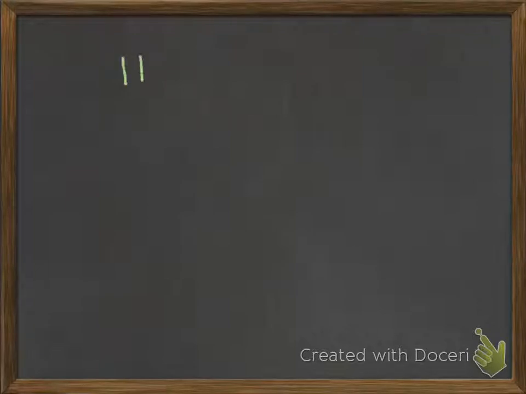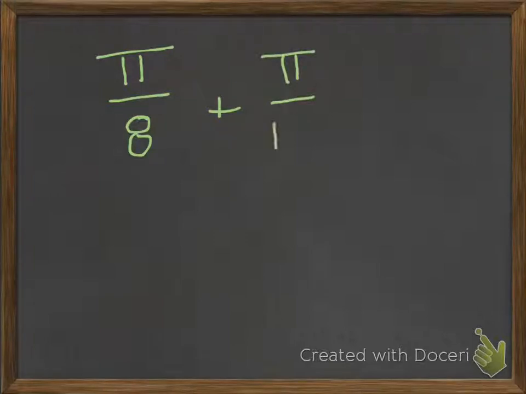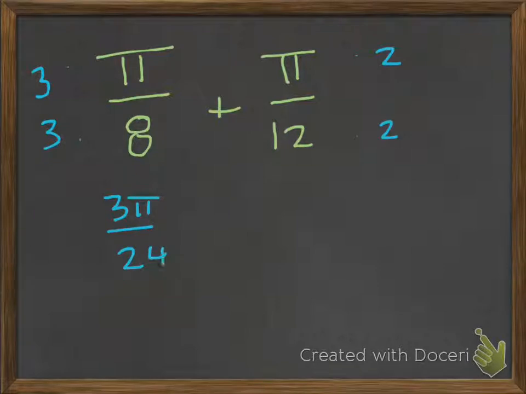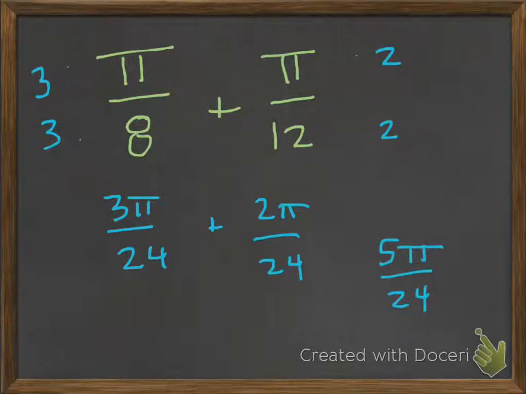So for example, if I need to add pi over 8 and pi over 12, you must get common denominators. The common denominator between the two would be 24. So you need to multiply top and bottom by 3. And over here you'd multiply top and bottom by 2. So this would become 3 pi over 24, and this would become 2 pi over 24. So the sum of these two fractions would be 5 pi over 24. Again, in order to add or subtract fractions, you must have common denominators.